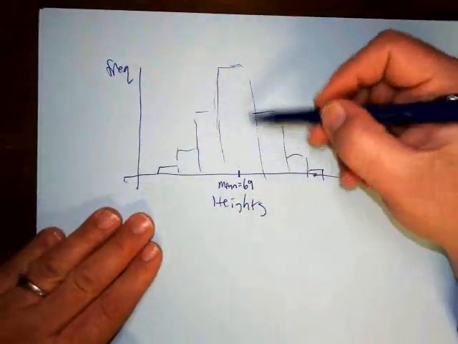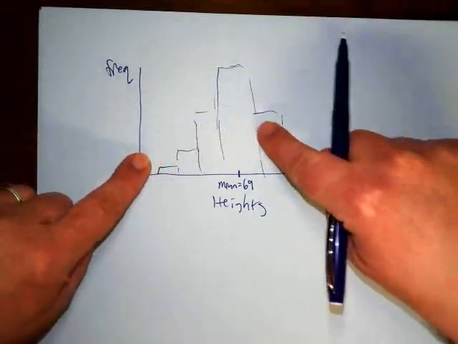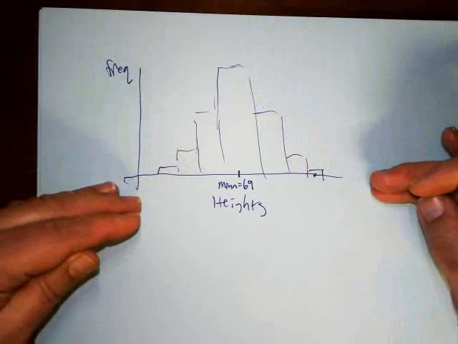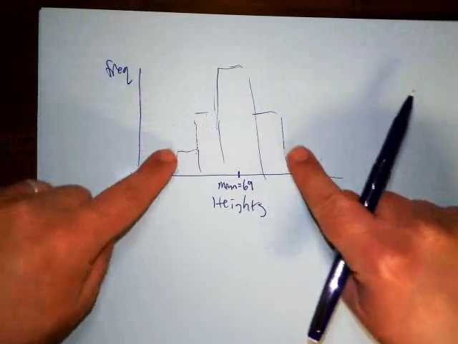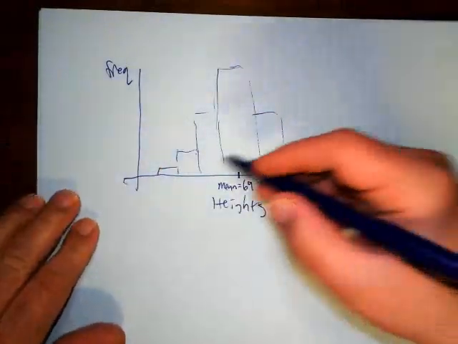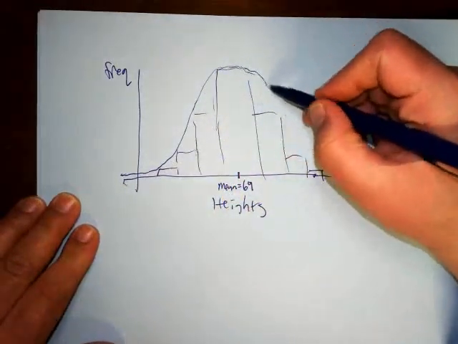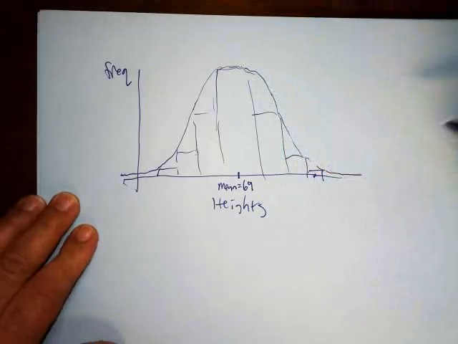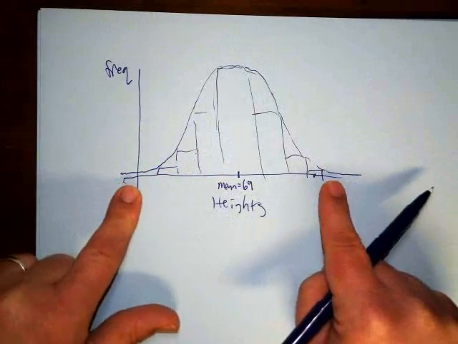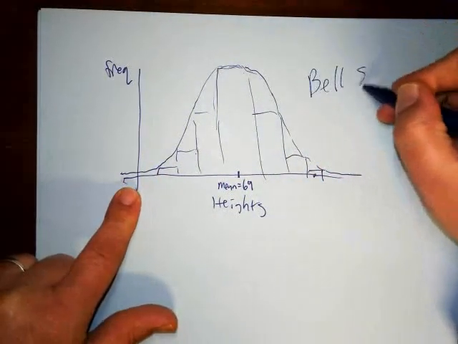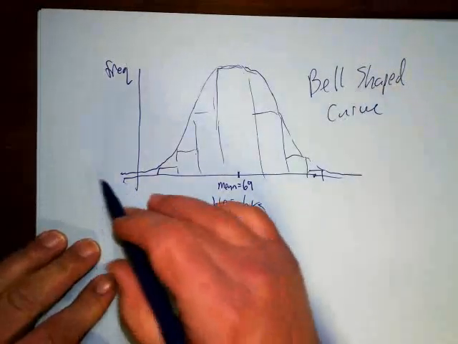Of course, the majority of people are going to be average height here in the center, and as you get shorter and shorter and taller and taller, you're going to get less and less people. It's going to taper off in the same way in both directions, and it's going to form this symmetrical curve. If I draw a curve through these points, I would get a curve shaped like this, and this is the well-known bell-shaped curve that you see in a lot of statistics textbooks.